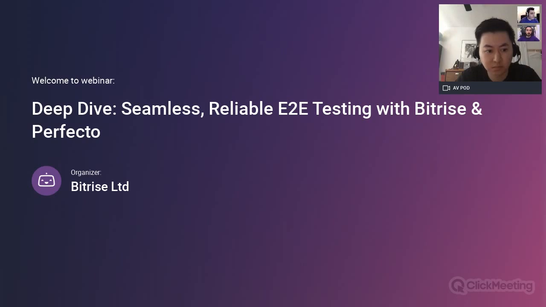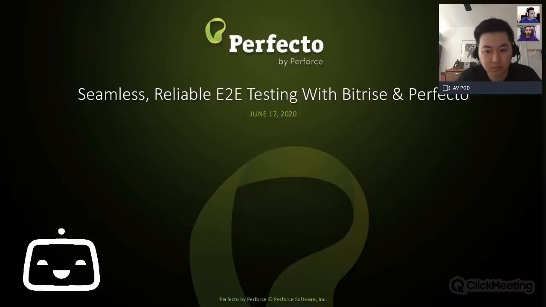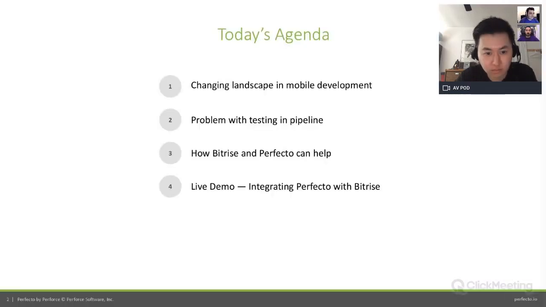So, without further ado, I think we can take a look at what we will be talking about today. Basically, today's agenda is going to look like this. First, we'll touch on the changing landscape in mobile development, then problems with testing and pipelines, and then how Bitrise and Perfecto can help, and then a live demo integrating Perfecto with Bitrise.